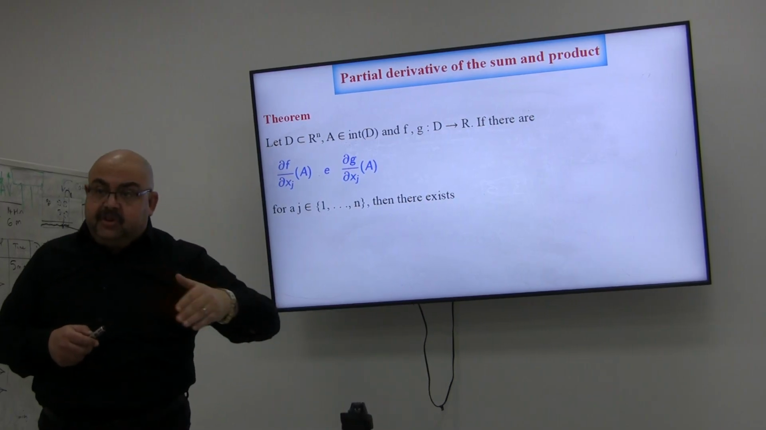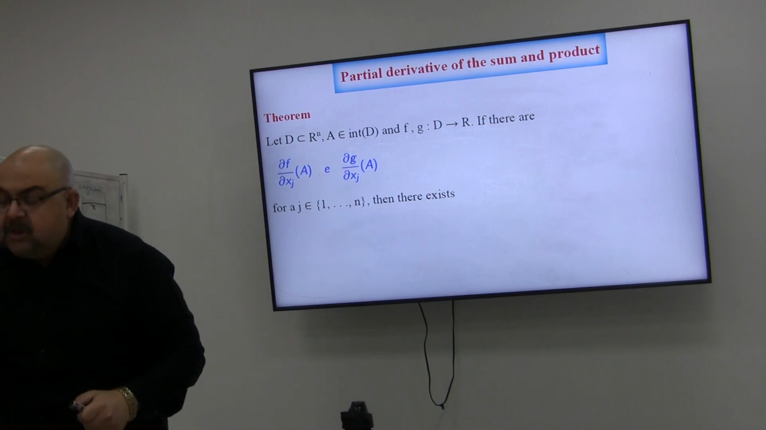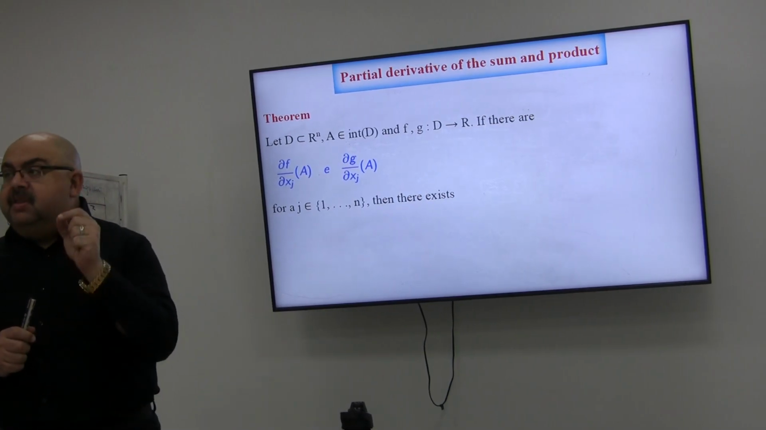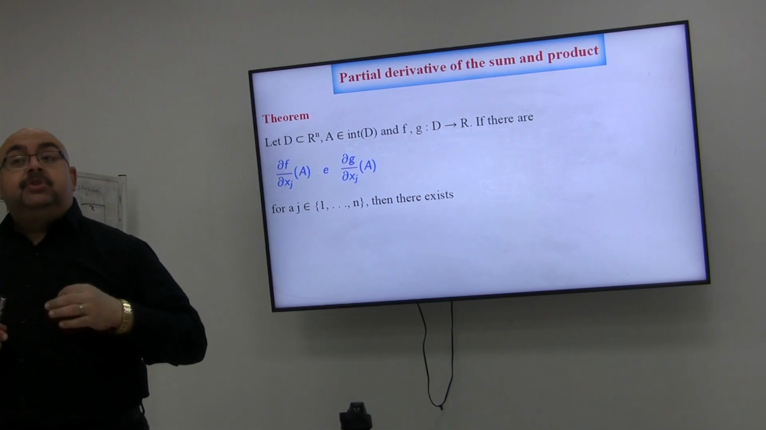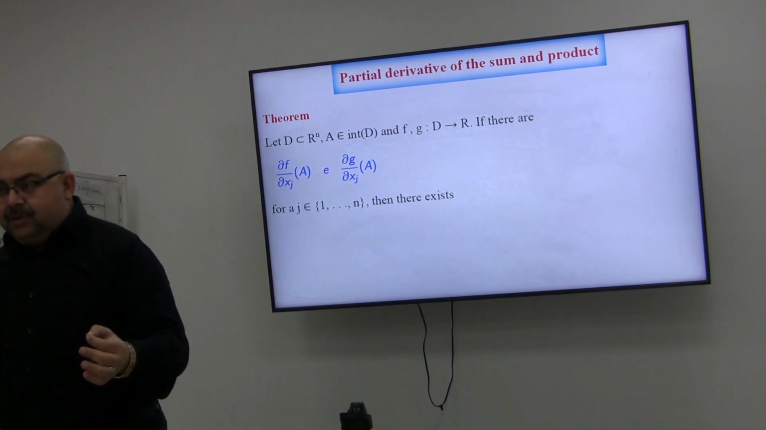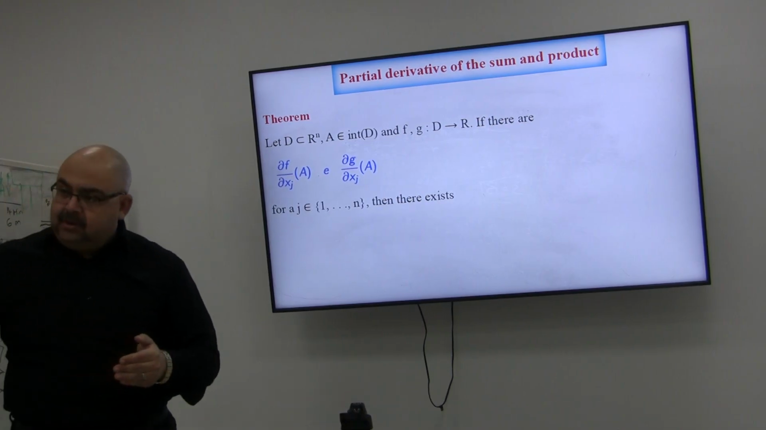All the laws of the derivative are going to be applied, but with just one difference. You will have to determine the variable that I'm differentiating with respect to. So if I'm differentiating with respect to x, I will consider y a constant. If I'm differentiating with respect to y, I will consider x a constant, and so on.